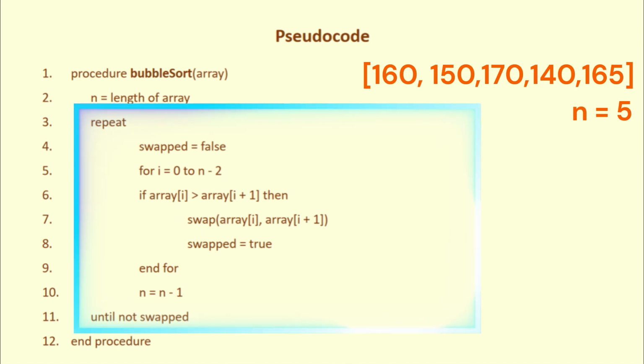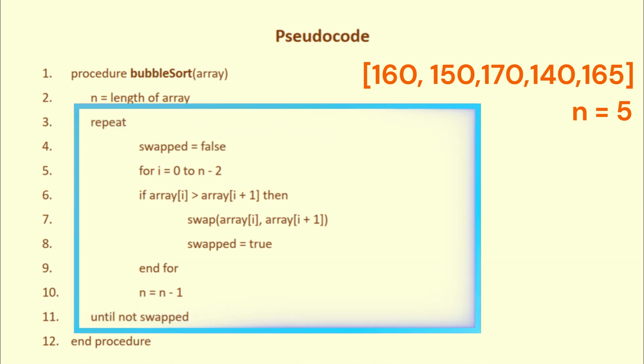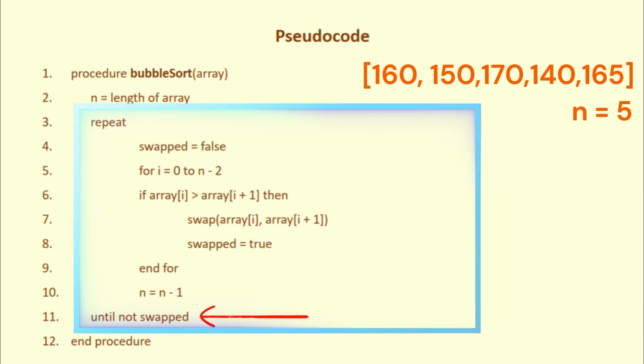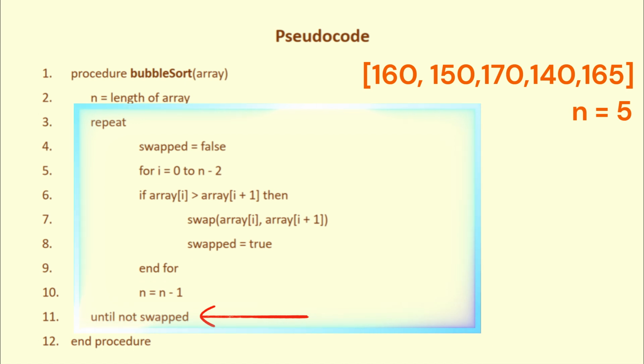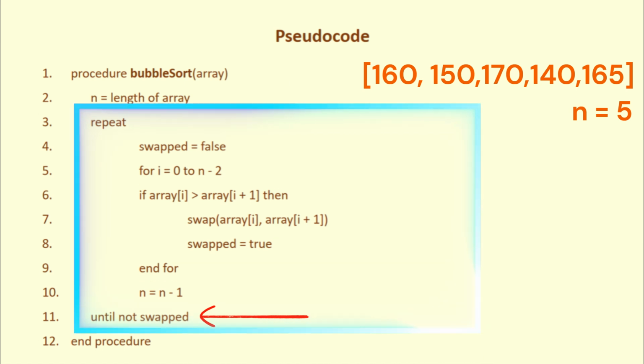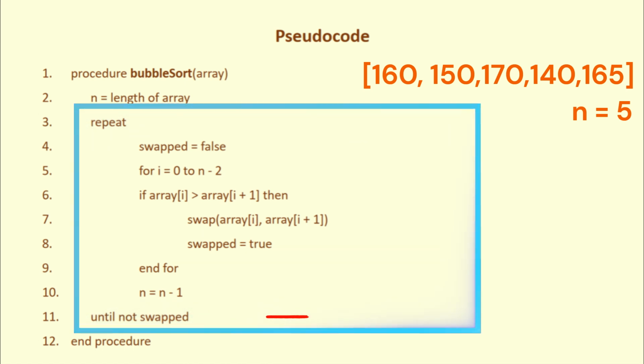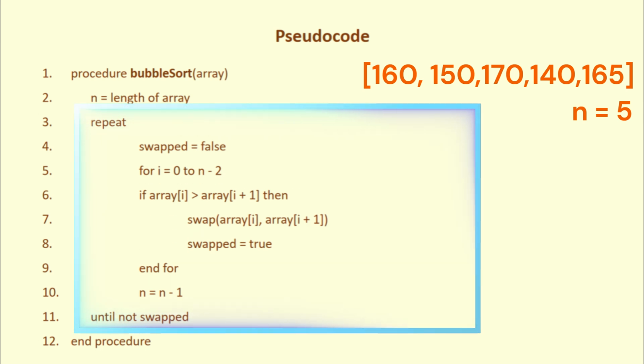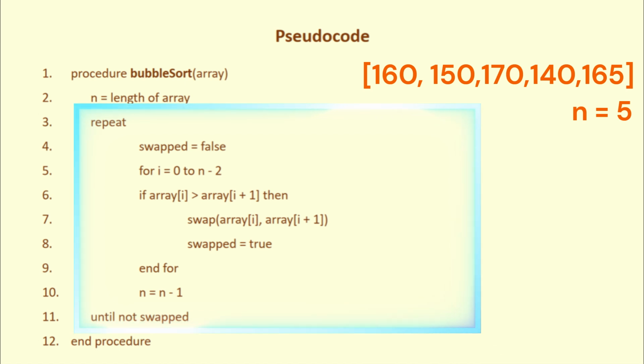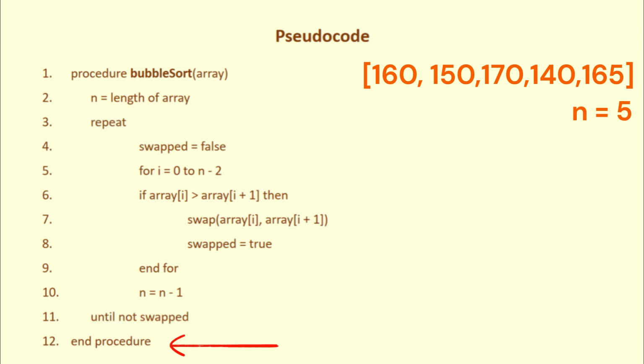Step 8, check if any swaps were made. The line until not swapped checks if the swapped flag is still false. If no swaps were made during the pass, it means the list is already sorted, and we can stop repeating. If swaps were made, we go back and repeat the steps. End of the procedure. And that's it. The end procedure line tells us that we've finished defining how the bubble sort works.